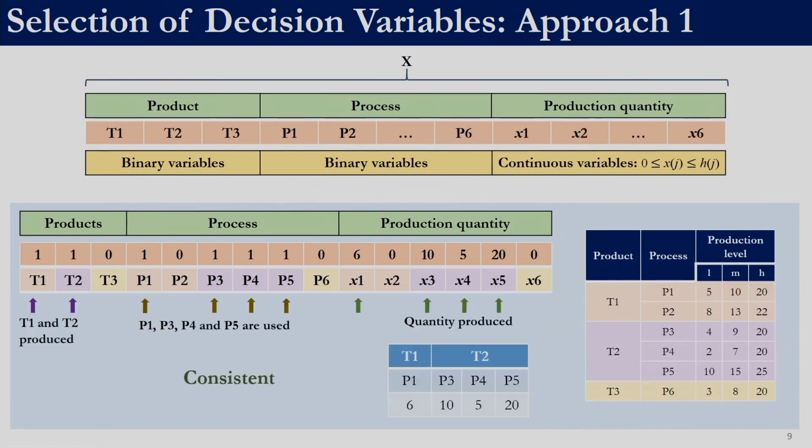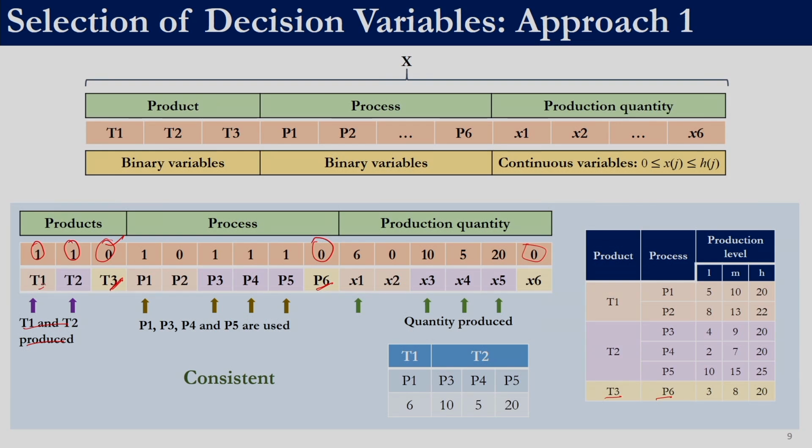So what does this mean? This solution means that products T1 and T2 are produced, because here we have 1. Product T3 is not produced. Since product T3 is not produced, P6 has to be 0. Here if you see there is only one process. So if T3 is 0, P6 is 0, which means process 6 is not selected. If process 6 is not selected, the quantity that we produce from process 6 should be 0. So over here also we have a 0. So for product 3 it is consistent.